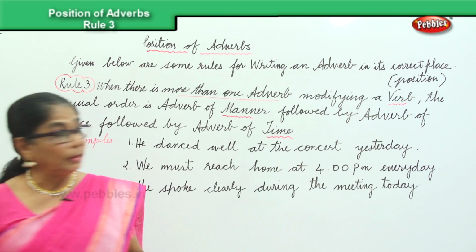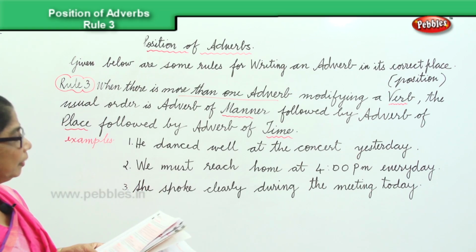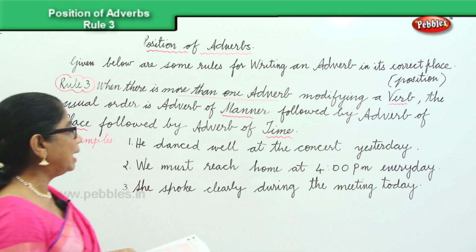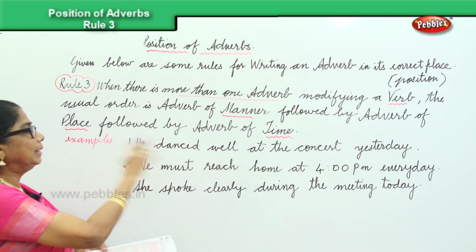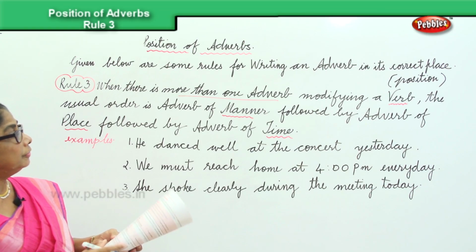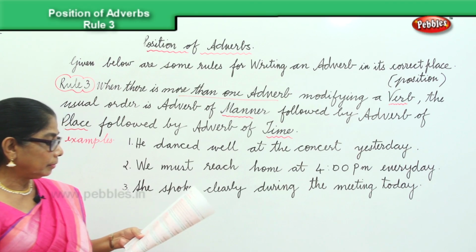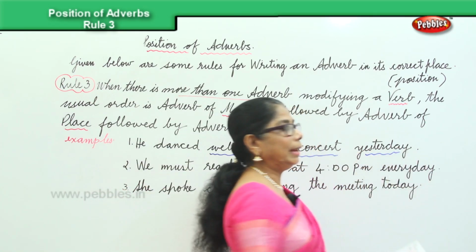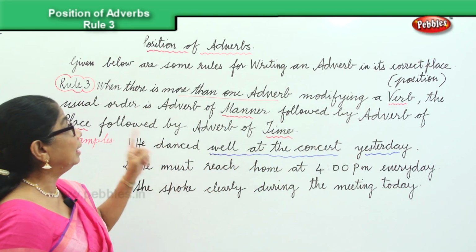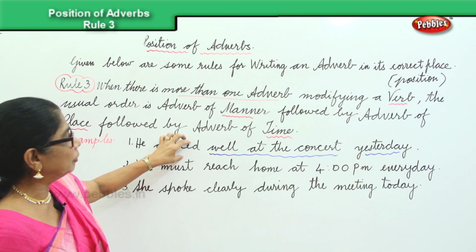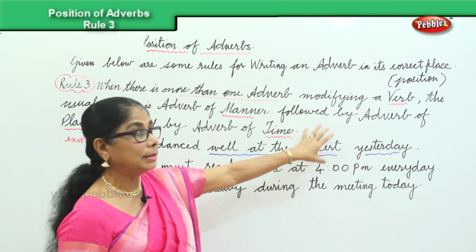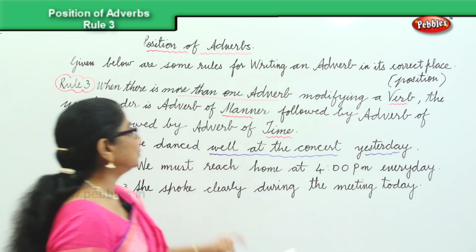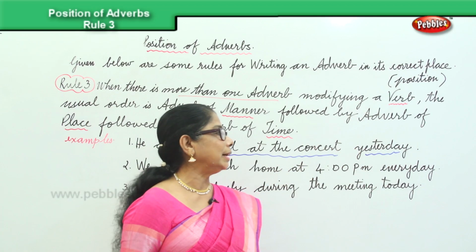Now, what are we looking at here? We said when there is more than one adverb modifying the verb, then the usual order is adverb of manner followed by place and time. Now, here the verb is danced. He danced. How did he dance? He danced well at the concert yesterday. Adverb of manner, well. Concert, that is the place, where? At the concert. Time, yesterday. So, adverb of manner, adverb of place, adverb of time. You saw how it follows.